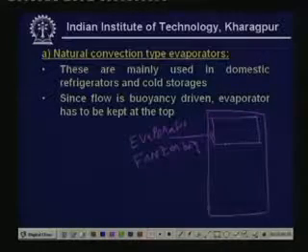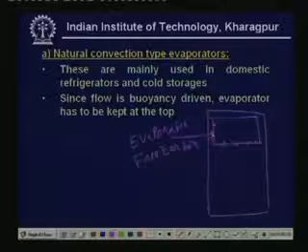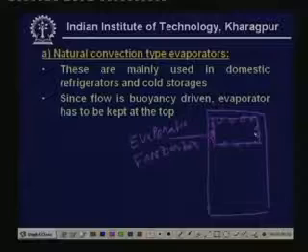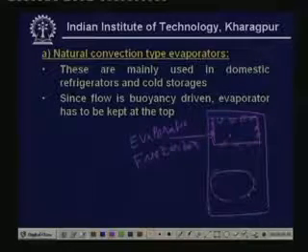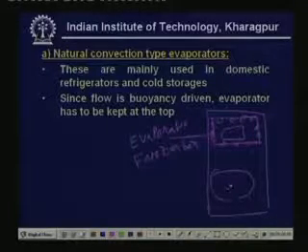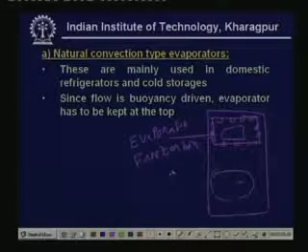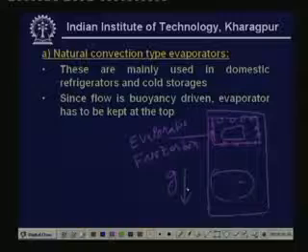So, evaporator tubes are kept here. It can be a roll bond type or tube and plate type, and you store the food products everywhere. Frozen food is kept here, and other foodstuffs are kept here, vegetables, fruits, etc. So, the gravitation is in this direction, this is the top.